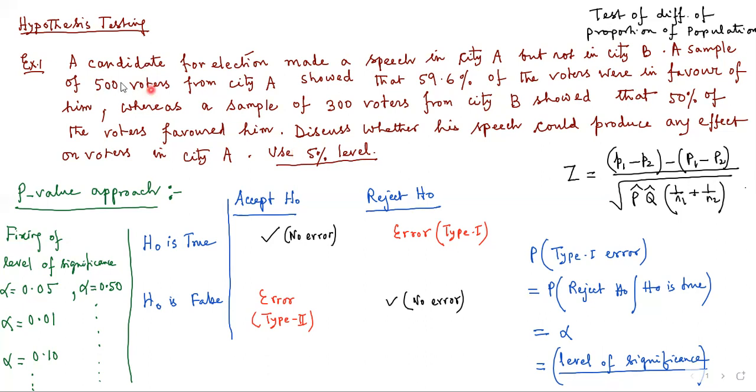In the question, it is given a candidate for election made a speech in city A, but not in city B. Now, a sample of 500 voters from city A showed that 59.6% of the voters were in favor of him, whereas a sample of 300 voters from city B showed that 50% of voters favored him. So in one city, the candidate has made a speech, but in another city, he has not made any speech.